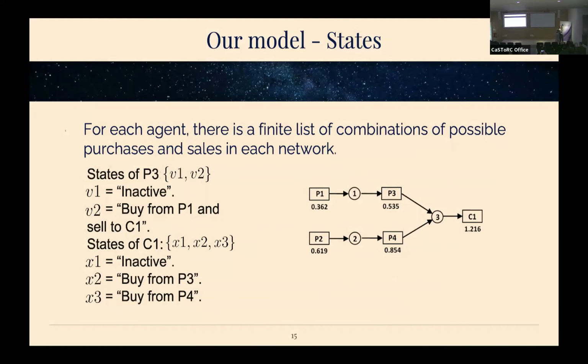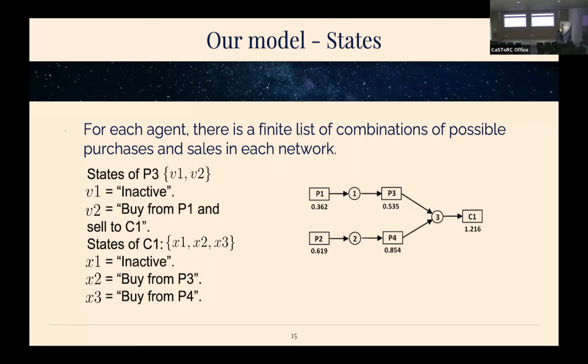In this simple network that we're using as an example, producer 3 can be in one of two states. They can be either inactive, or they can buy from P1 and sell to C1. And C1 in its turn has three possible states. It can be inactive and either buy from P3 or buy from P4. This is the very simple case where you can buy only one unit. In reality, there are more states where you can buy a combination of units, some from P3 and some from P4.